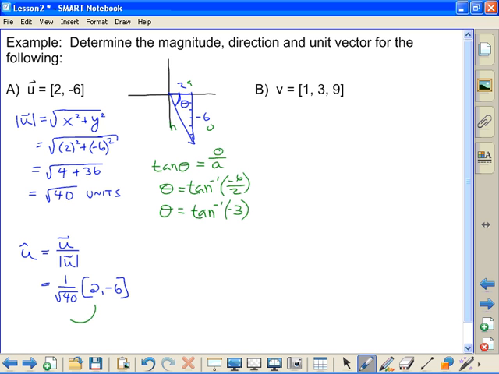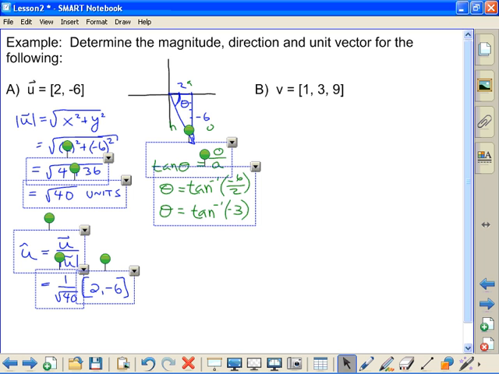So the textbook does distribute this value in, so when you check your answers, they've done it, but this is all I want for test purposes. That tells me everything I need to know. So there you go. There is magnitude, direction, and your unit vector, all wrapped up in one.